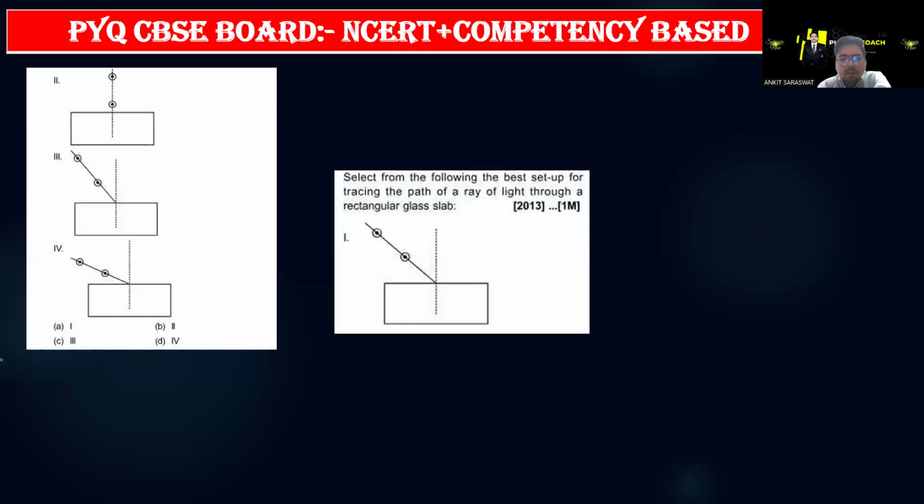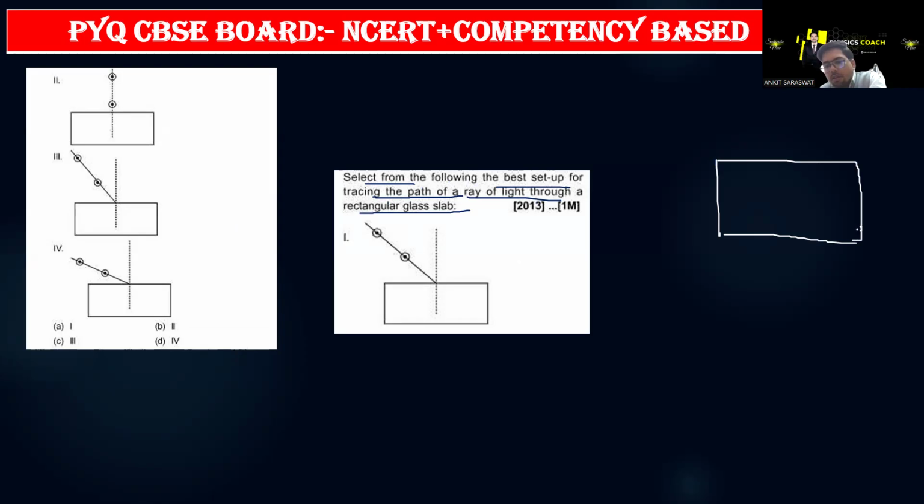So, hi everyone, this question is saying: select from the following the best setup for tracing the path of a ray of light through a rectangular slab. In a rectangular slab, what is going to happen if you look at this diagram? I think you are familiar with this topic already, but I just want to give a small glance. Just look at this diagram.